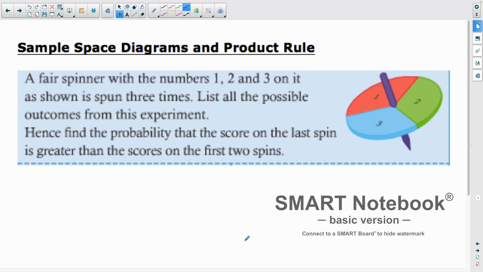Yesterday we talked about Venn diagrams. We did that kind of setup so that we could solve some probability. Today we're going to talk about a sample space diagram. We talked about sample spaces on Monday, so all the different outcomes that could happen. But now we're going to actually write all those out so that we can see them and go from there.